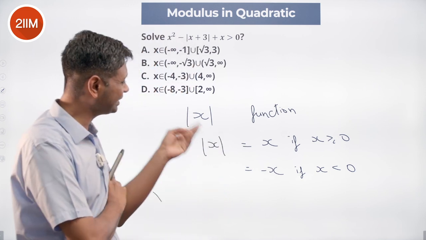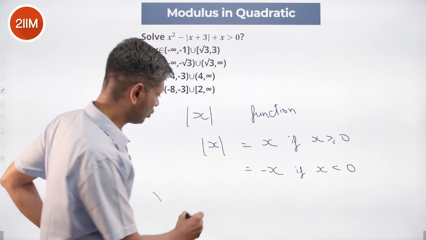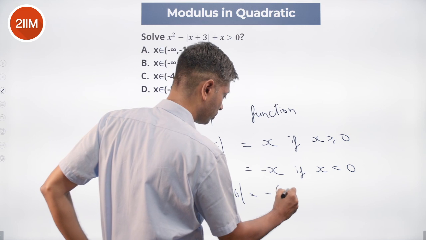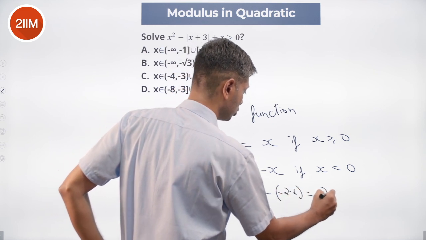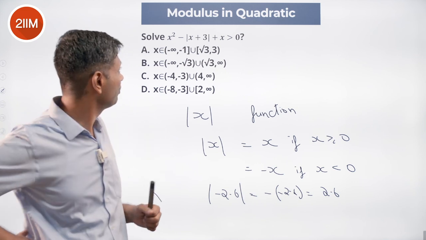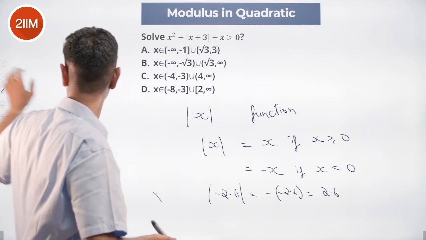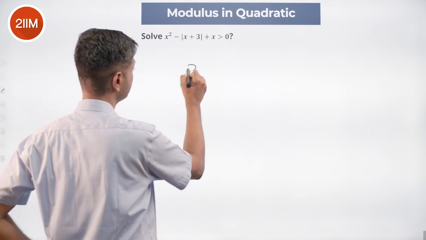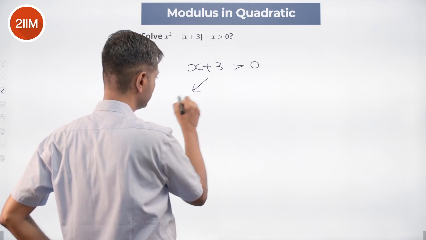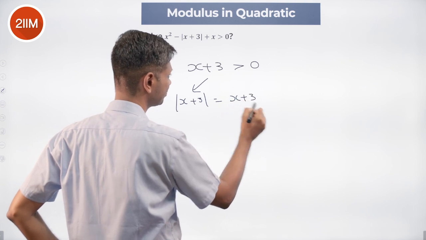So if you say when x is negative, modulus of x will be minus x. So modulus of minus 2.6 is minus of minus 2.6, which is 2.6. That's the way of defining it. In this case, there's a modulus of x plus 3 sitting here. So what will I do? I'll take this x plus 3. When x plus 3 is greater than 0, then modulus of x plus 3 is equal to x plus 3.